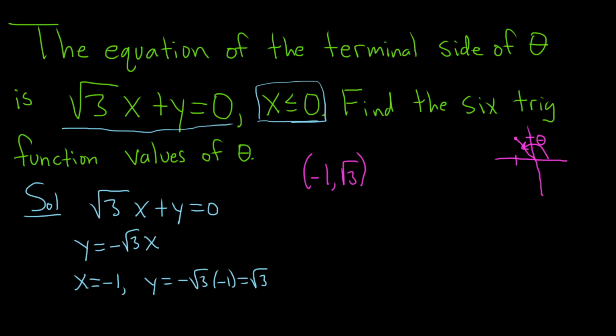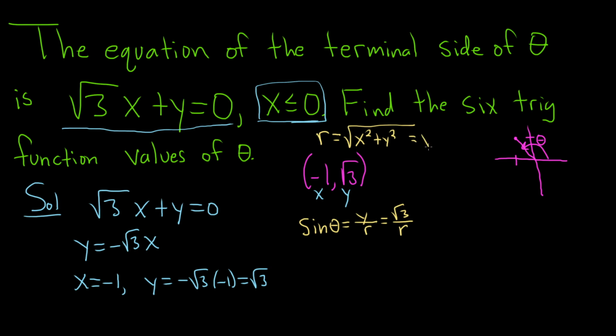The next step is to use the formulas. So this is our x and this is our y. The formula for the sine of theta is y over r. So in this case, that would be the square root of 3 over r. So what is r? We have to find that. r is given by the square root of x squared plus y squared.